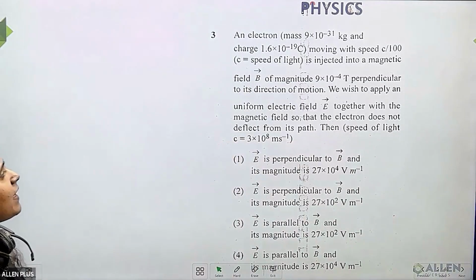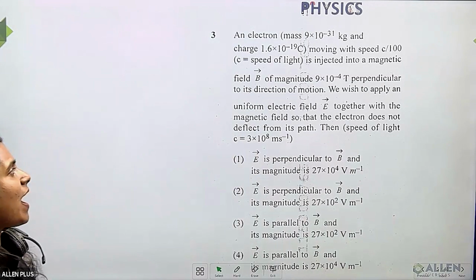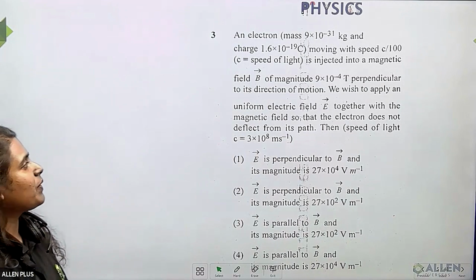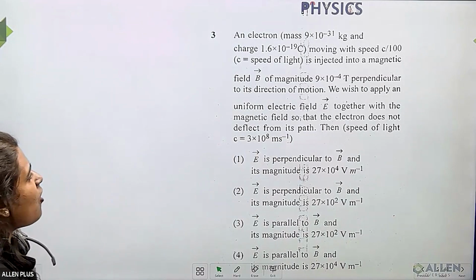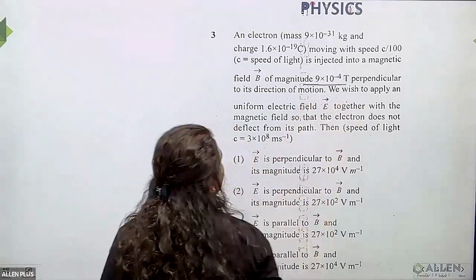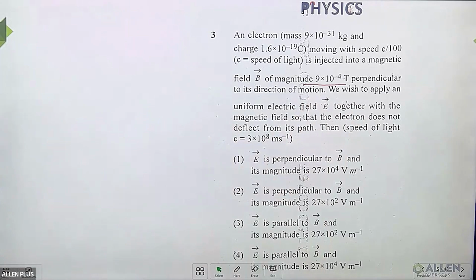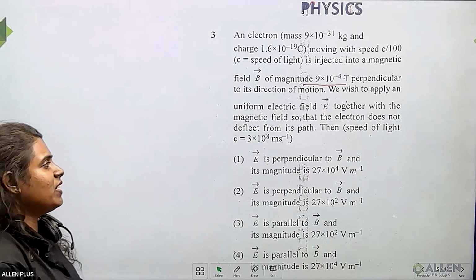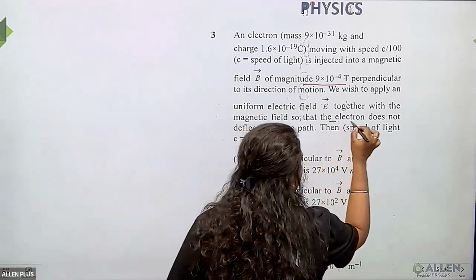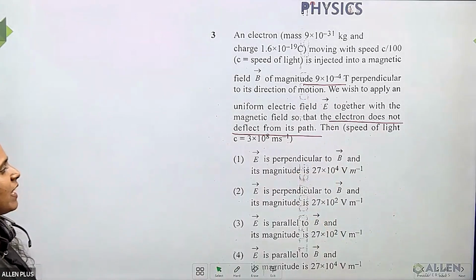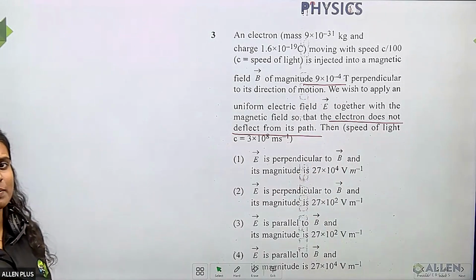An electron of mass 9 into 10 to the power minus 31 kg and charge 1.6 into 10 to the power minus 19, moving with speed c by 100, is injected into a magnetic field of magnitude 9 into 10 to the power minus 4 Tesla, perpendicular to its direction of motion. We wish to apply a uniform electric field together with the magnetic field so that the electron does not deflect from its path. Then we are asking what should be the value of the electric field and what its direction should be with respect to the magnetic field.